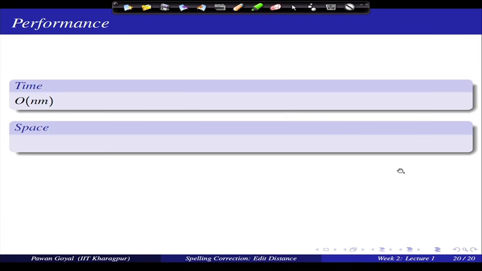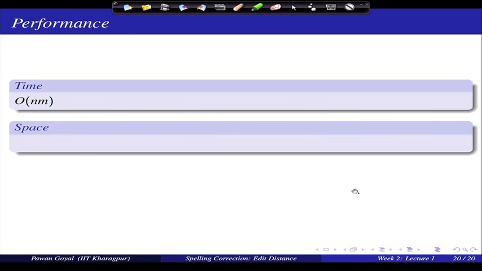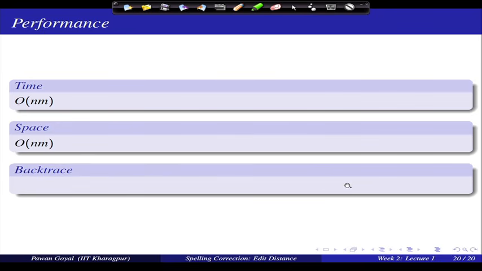What about the space complexity? Again, the space complexity is also the same. You are using only n cross m different elements, so that much is the space that you need. You are not using any other space. Remember, for each element you are using some other elements from the same matrix, so you are not using any additional space. So again, space complexity is n cross m.